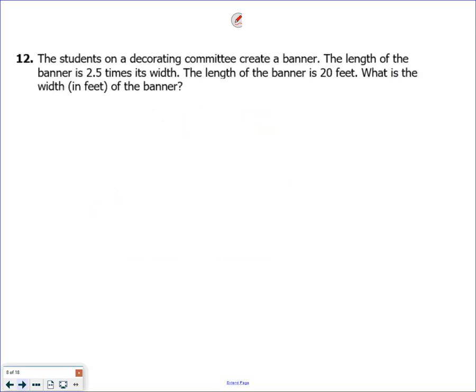Next one. The student on the decorating committee created a banner. The length of the banner is 2.5 times the width. The length of the banner is 20 feet. What is the width of the banner?